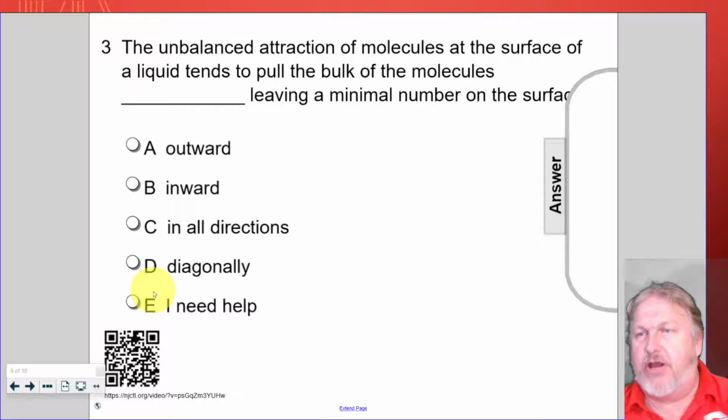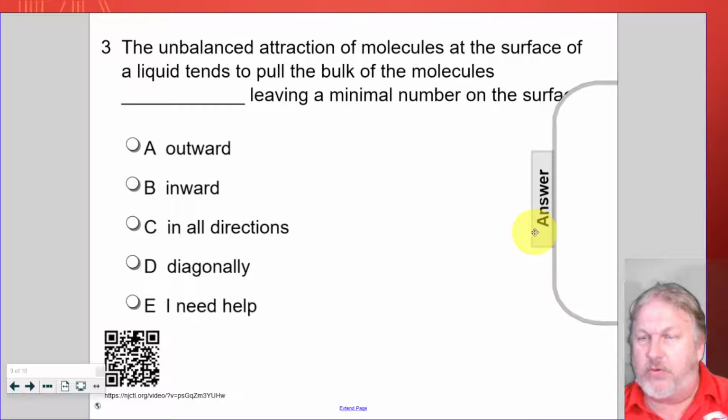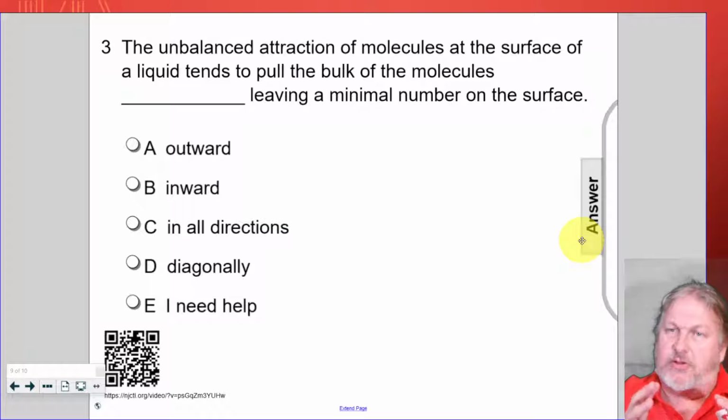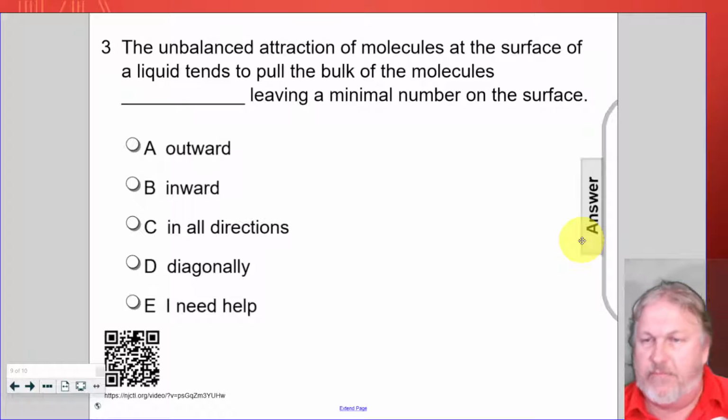The unbalanced attraction of molecules at the surface of a liquid tends to pull the bulk of the molecules inward, outward, in all directions, leaving a minimal amount on the surface. And of course, that's going to be inward. It's going to pull those molecules inward, leaving a minimal number on the surface.